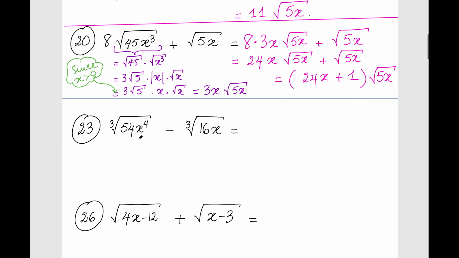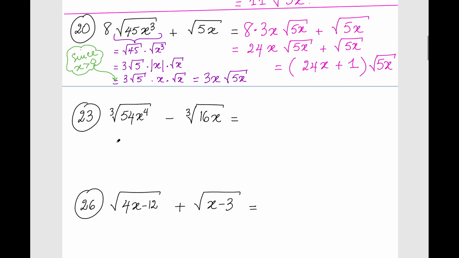23. So 54 is 27 times 2. So this becomes the cube root of 27, and 27 is 3 cubed, right? 3 cubed times 2 times x to power 4, and x to power 4 is x to power 3 times x. Let me erase this and fix it. Right?